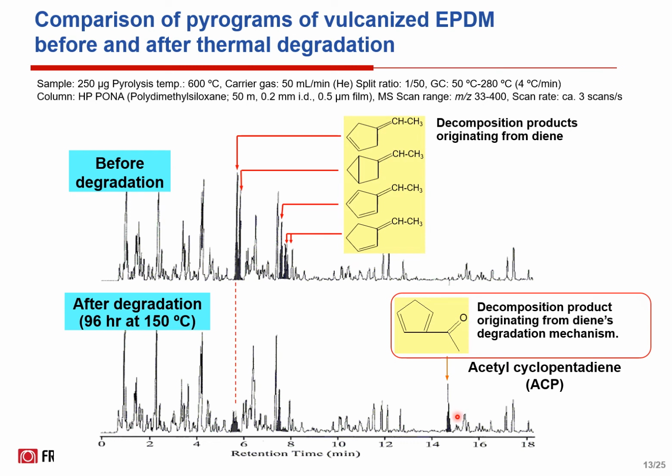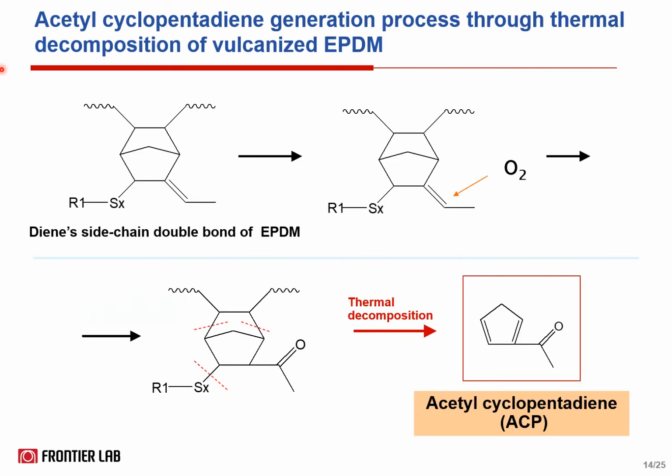Furthermore, a new peak appeared around the retention time of about 15 minutes. This peak was identified as acetyl cyclopentadiene (ACP) based on the mass spectrum. This slide explains the acetyl cyclopentadiene generation process through thermal decomposition of vulcanized EPDM. So this ACP reflected the structure in which the side chain double bond of ethylidene norbornene unit was oxidized to generate an acetyl group.